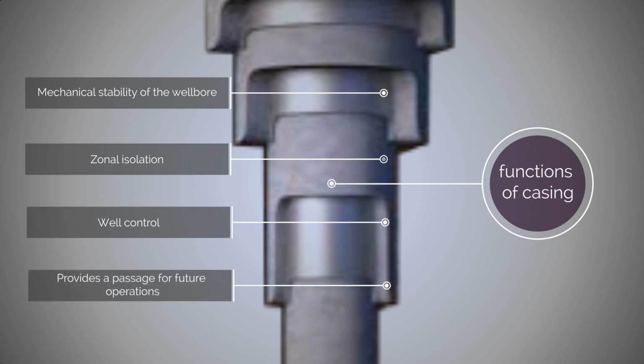In addition, casing provides a passage for future operations such as logging, perforation, completion, and production. It supports the wellhead and allows safe installation of tubing and other downhole equipment. Simply, casing is the backbone of the well.